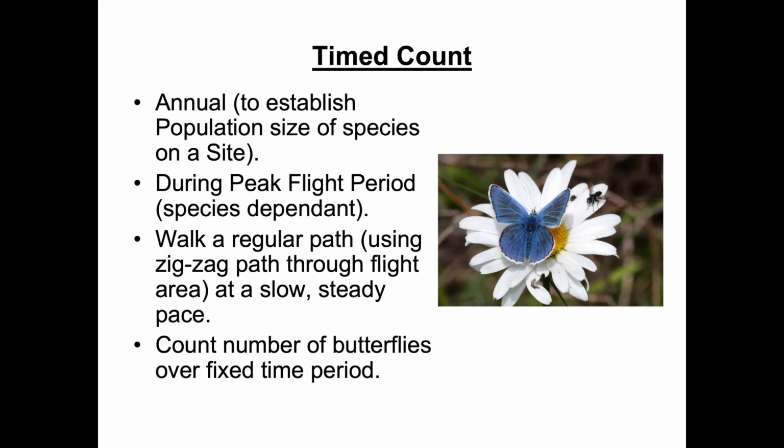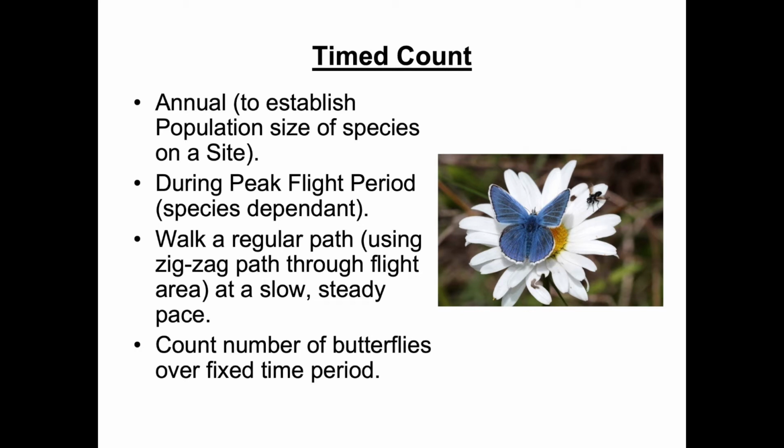So you do it at the maximum flight period. So you go when you think the most of that particular species is flying. And what you do is you walk a zigzag path over the whole habitat where the butterfly will breed. And the key thing is you count the number of butterflies for a fixed period of time. Now, you do this each year.